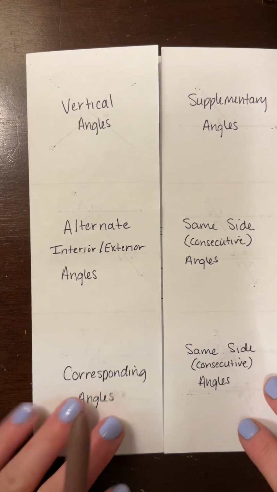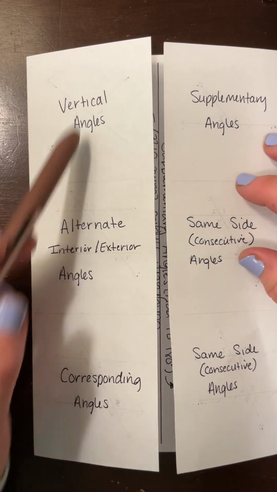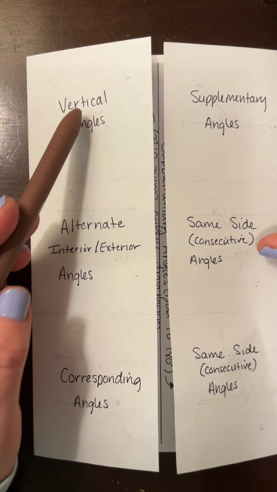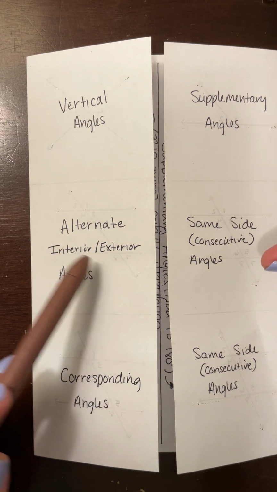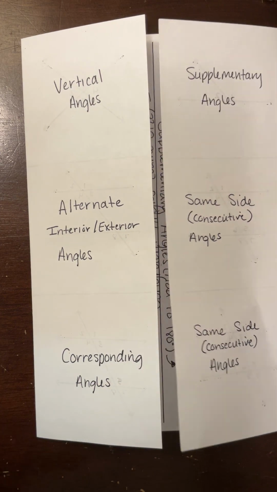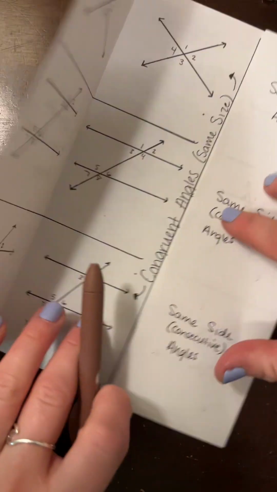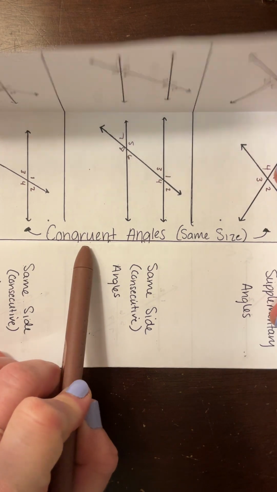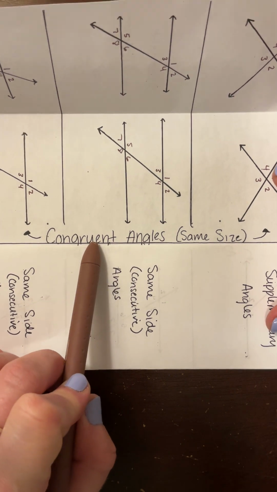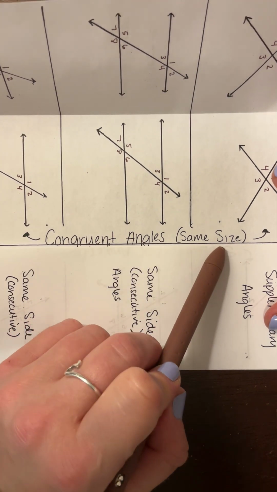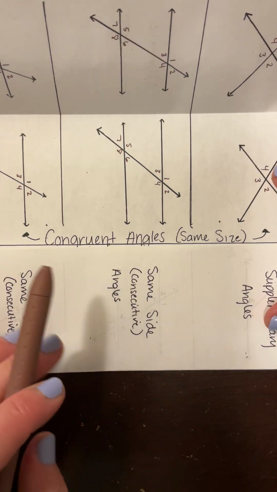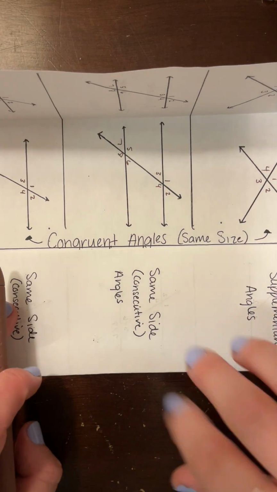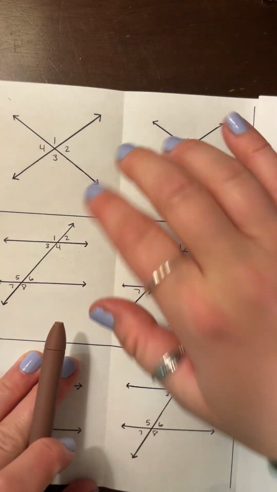We've got 3 types of angles over here on the left side: vertical angles, alternate interior or exterior angles, and corresponding angles. The thing we need to understand about those types of angles is they are congruent. Congruent is just the geometry way to say that they're the same size. It's the geometry form of equal. It just means they're equal. Just a fancy word for that.